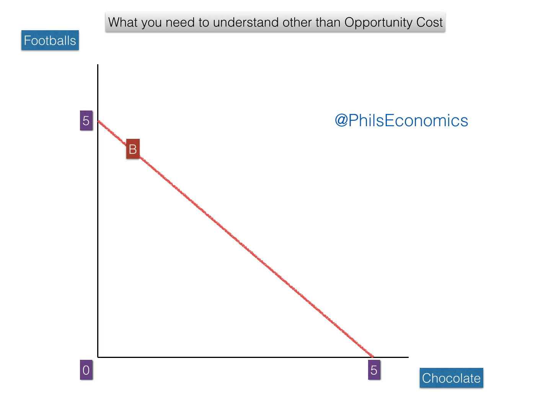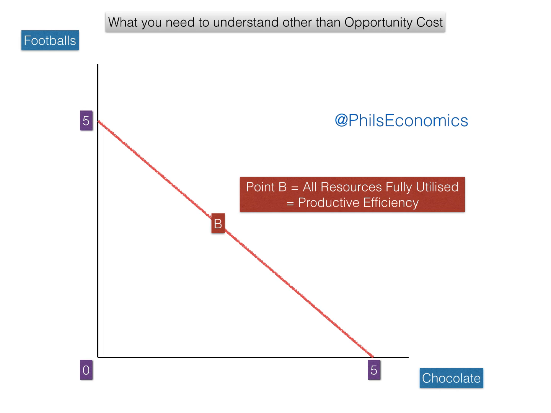At point B, which can be anywhere along the PPF, we're using all our resources to their maximum ability, and no more could be produced without sacrificing some of the other product. As there are no wasted resources, and as much as possible is being produced, anywhere on this line is known as being productively efficient.